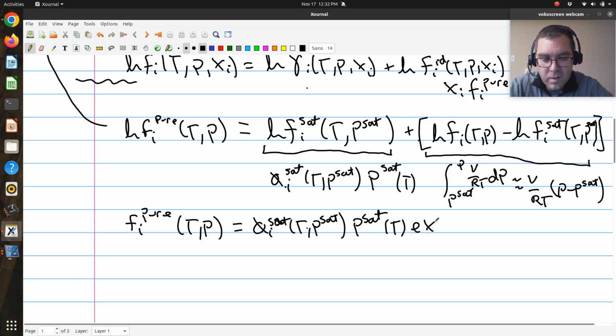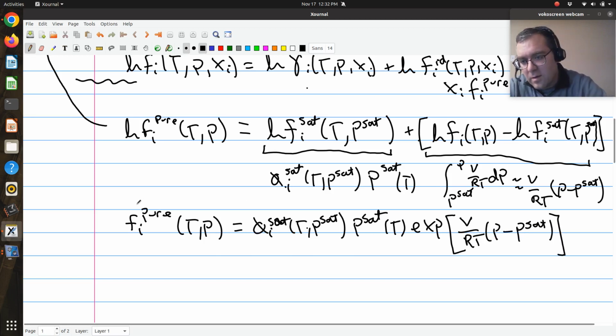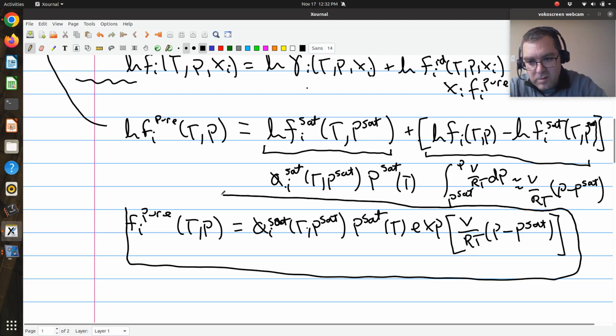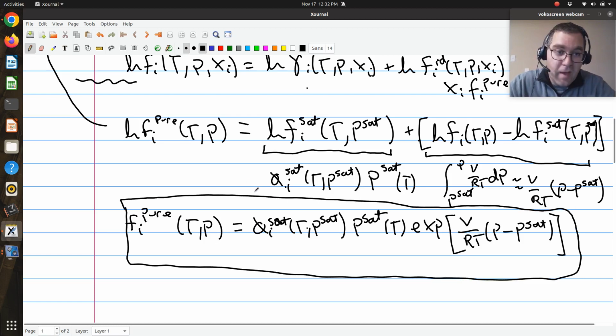Okay, times exponential of my Poynting correction, which I'm going to write as V over RT times P minus P sat. Part of the reason for expanding this is to go through what we've thought about so far in this class. Let's imagine I'm trying to calculate the fugacity of pure water at 25 degrees C and 1 bar.